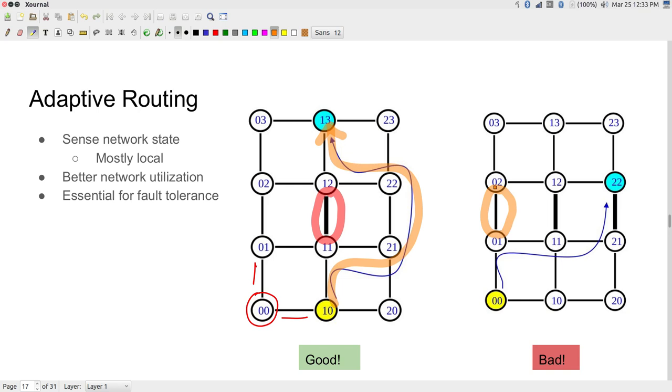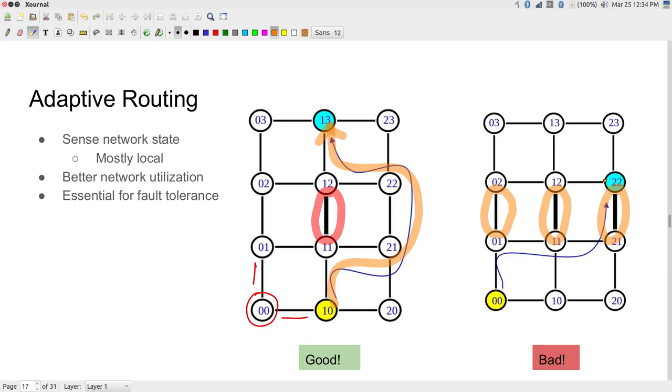I'm not sure how clearly it's visible at this distance, but 01 to 02 is slightly congested, whereas 11 to 12 and 21 to 22 are heavily congested. But what happened? 01 looks at its local information. It sees that 01 to 02 is congested, 01 to 11 is not, so it promptly sends the data in that direction. But that's only made it worse.